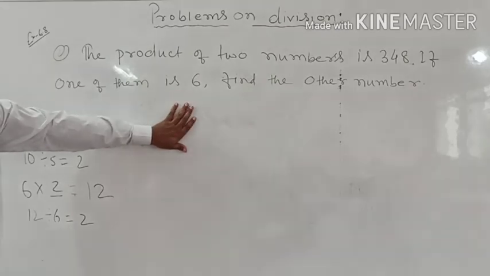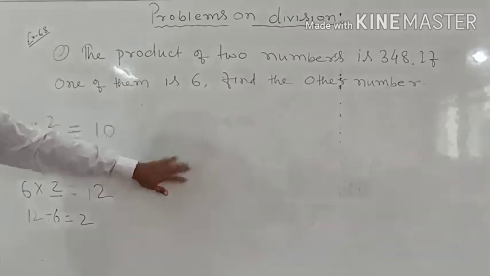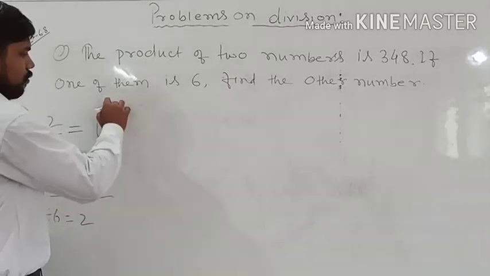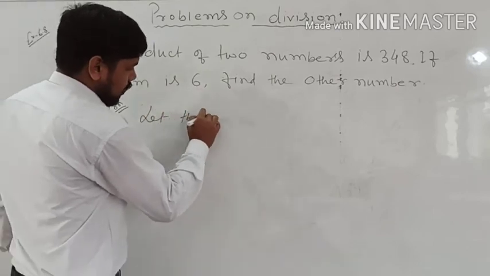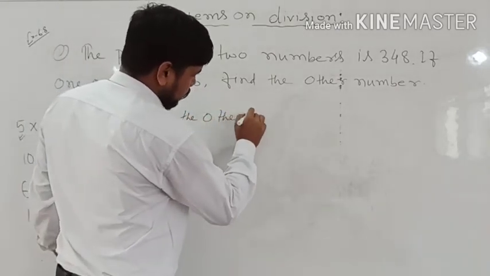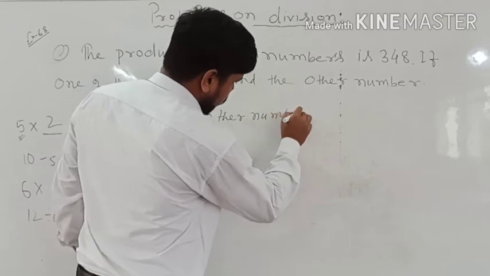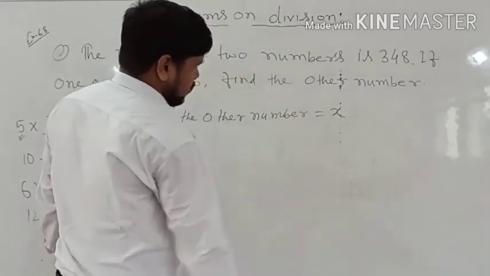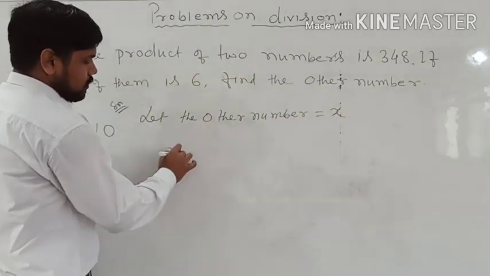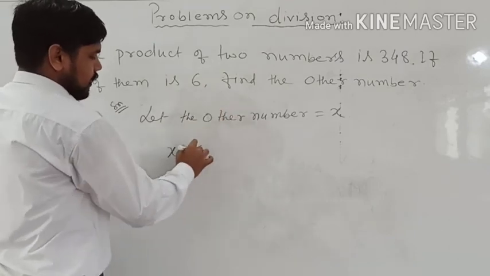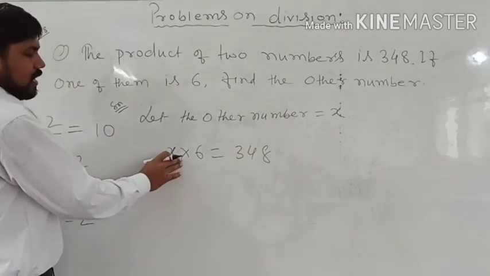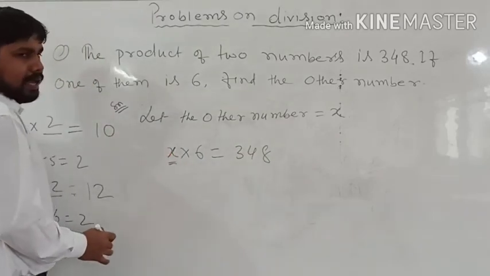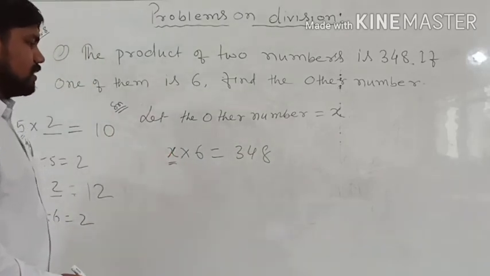And one more process is there, which you can find out by considering that also. Let us suppose that you have to consider like that. Let the other number be equal to x. Okay. So x multiplied by 6 will be equal to 348. तो ये हम लोग जानते नहीं हैं, इसका वैल्यू हमें निकालना है.